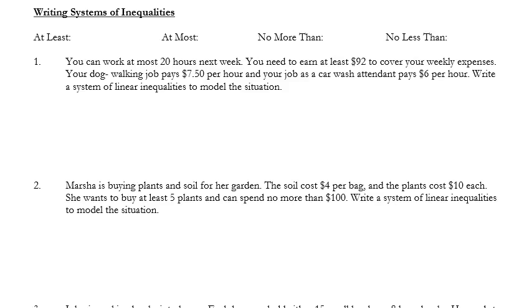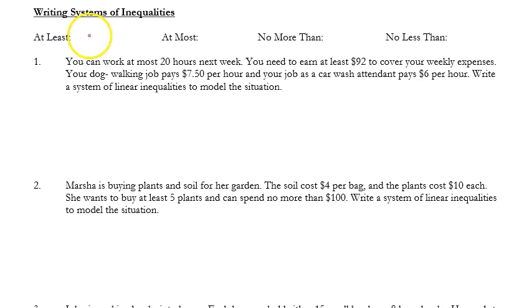All right, in chapter 6, we spent a lot of time writing systems of equations where we'd have word problems, we'd have to define two variables, then write two equations. This video is going to be doing the exact same thing. However, we're not going to be writing equations, we're going to be writing inequalities, which only means we're not going to have an equal sign, we're going to have an inequality symbol.